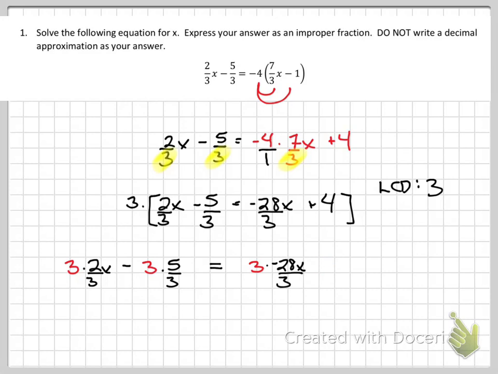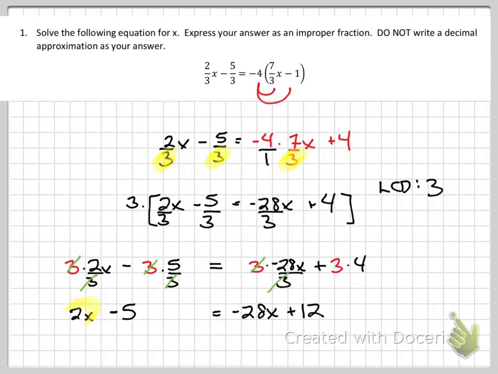And I ran out of room here, so I'll rewrite this. Plus 3 times 4. Okay, so the fun part of this is that now I can cross out a bunch of the 3's. So these cancel out, these cancel out, these cancel out, and what we're left with is 2x minus 5 equals negative 28x plus 12. Again, we go through all that work so that we can get rid of all the fractions.